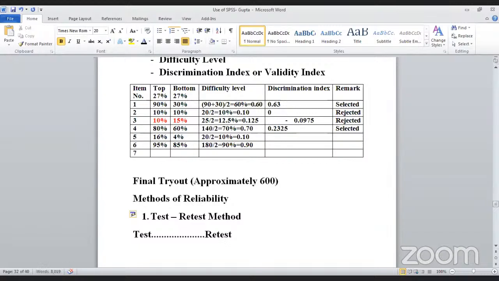Now when you are doing testing and retesting, the time gap between test and retest may vary from 10 to 40 days.